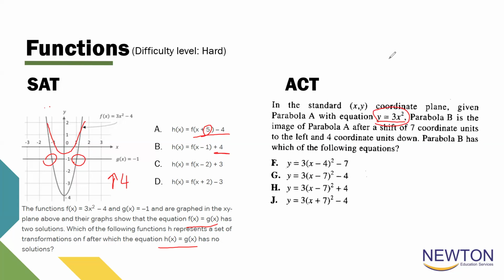So I went 7 left. This means I have to do plus 7 inside the x. It has to be inside the x. And 4 units down, this means it's -4. So this would be my answer. A lot of you might fall in the trap of the -7 because I'm going to the left 7, but the correct answer would be the +7, so it would be J.